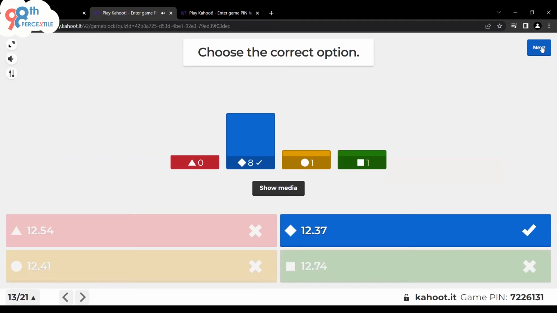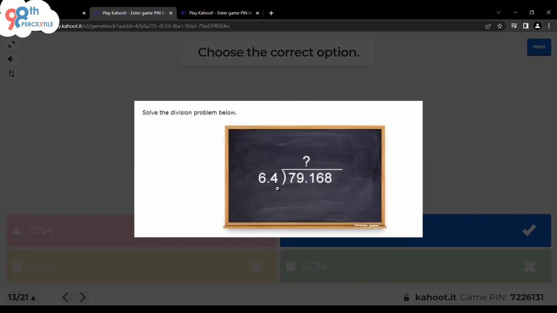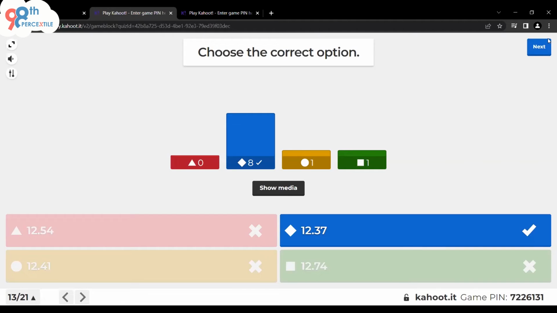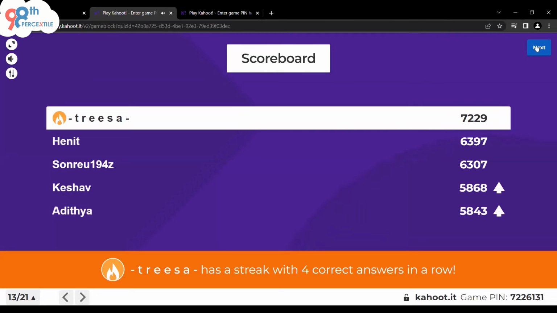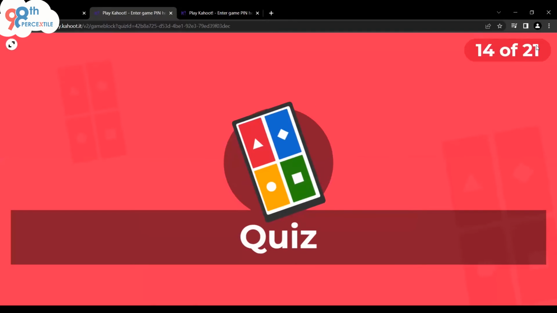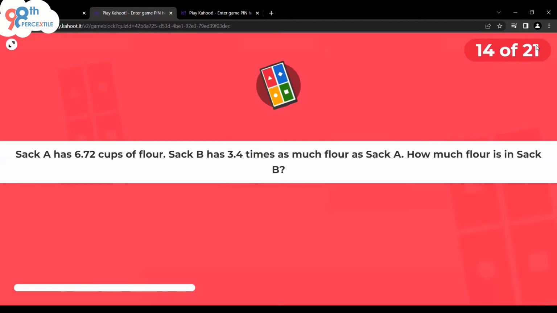Okay, so let's have a look. That's a nice turnover from having 2 people answering it correctly to 8 people answering it correctly. Good. So it was a very common division problem. So 79.168 was supposed to be divided by 6.4. Again, the smiling faces reflect that Aditya has made a comeback in the scoreboard with all of you maintaining your respective positions. So that's nice to know.